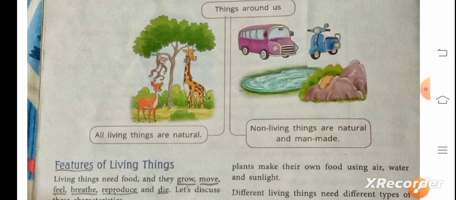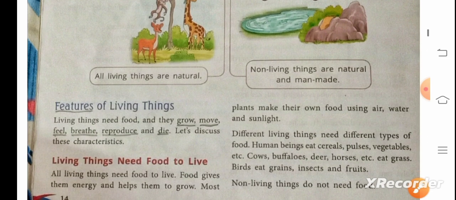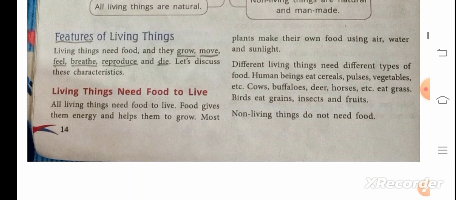Now, features of living things. There are some characteristics by which we can identify whether something is a living thing or a non-living thing. First we will discuss living things. What is necessary for living things? As we know, we need food. Why do we need food? We need food to live.